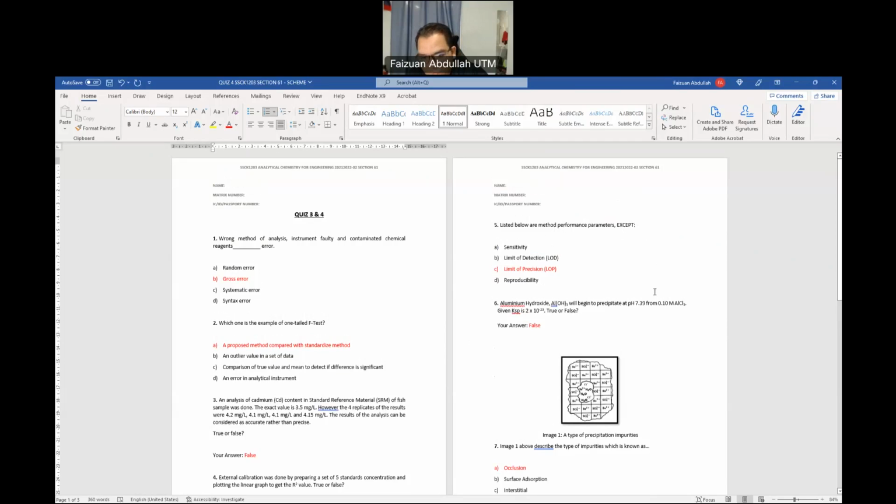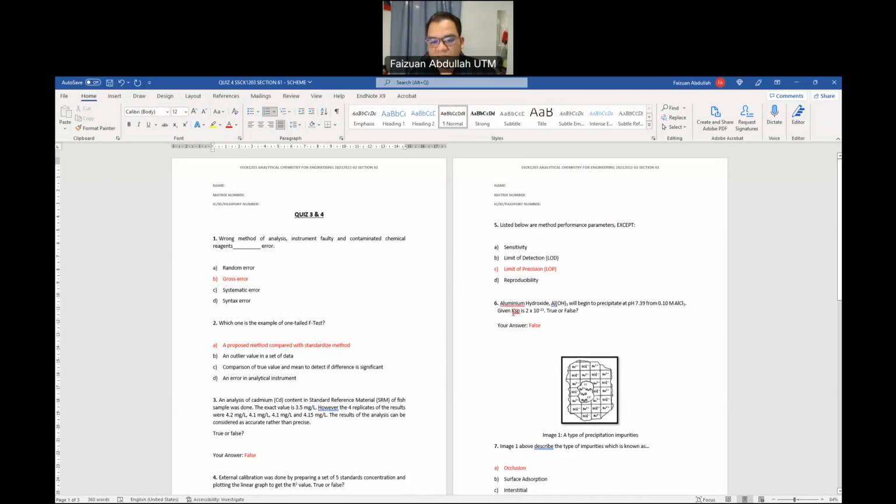And then question number 5, listed below are method performance parameters except: sensitivity is true, limit of detection is true, limit of precision, no, we don't have limit of precision in statistics. It is just made up, okay? So if you saw this, it is not one of the parameters. And reproducibility is also considered a method performance parameter. So the answer is C. Limit of precision is not a method performance parameter.